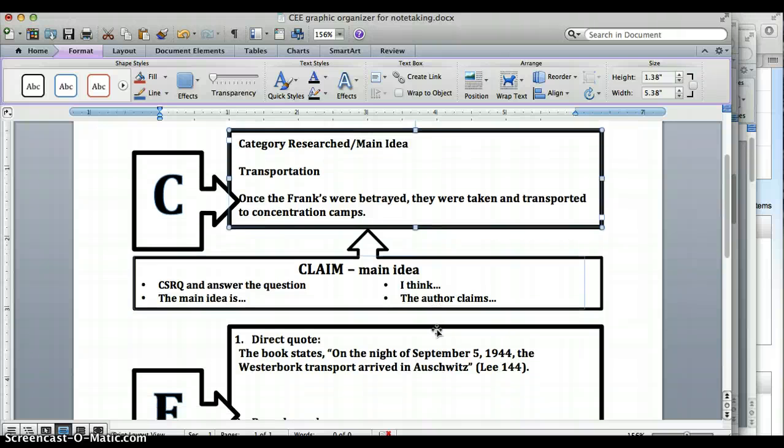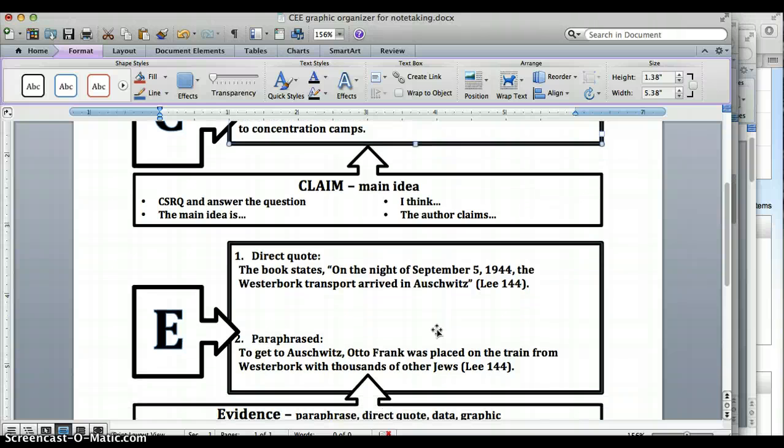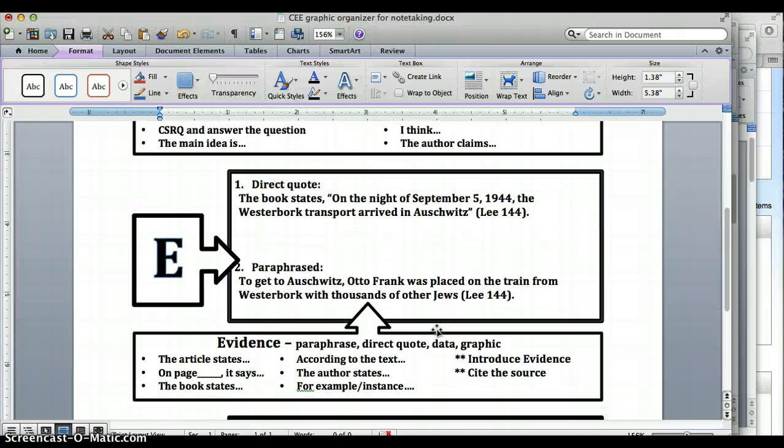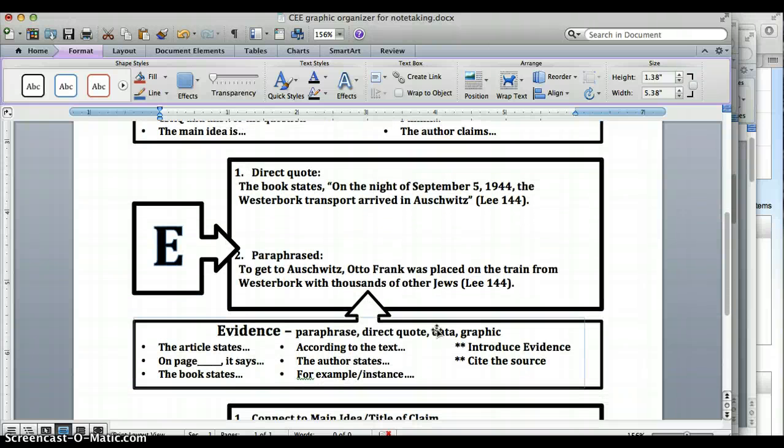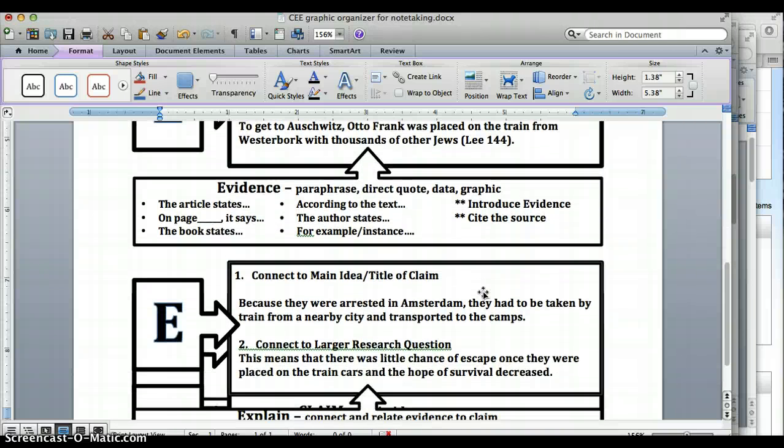Okay. As we look down below, we should have our direct quote with our sentence starter, quotation marks, and the citation. And the paraphrased version, which, yes, I will be asking you again, means that it is in your own words. Make sure you still have this citation though, or else it will be considered plagiarism. Even if it's in your own words, you got the idea from someone else. Okay? After we have our evidence, we then need to connect it to the claim or that category, and then connect it to your larger research question.